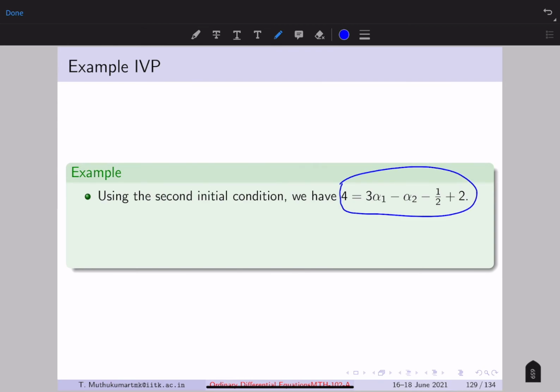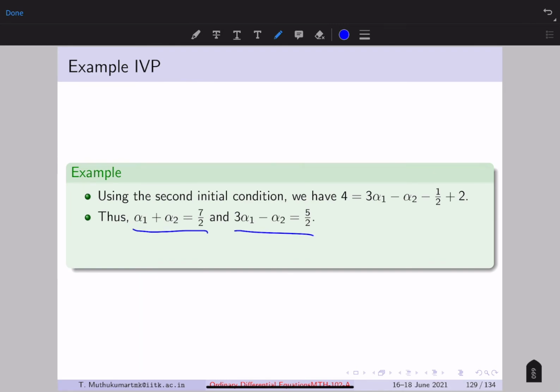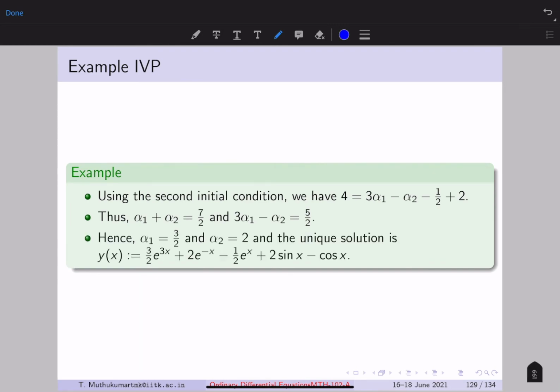So you have two unknowns and two equations; use them to solve. If you simplify them, you get two equations in two unknowns, and solving for alpha 1 and alpha 2 gives you the unique solution to the initial value problem. That is how we have solved the initial value problem. I think now we have done enough examples for you to understand the method of undetermined coefficients.